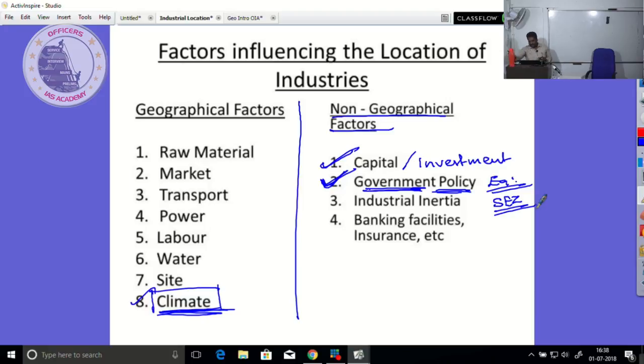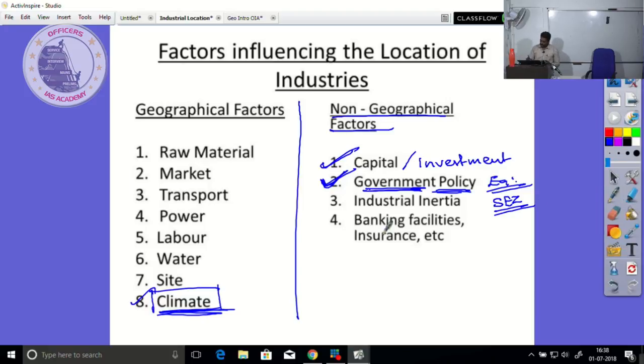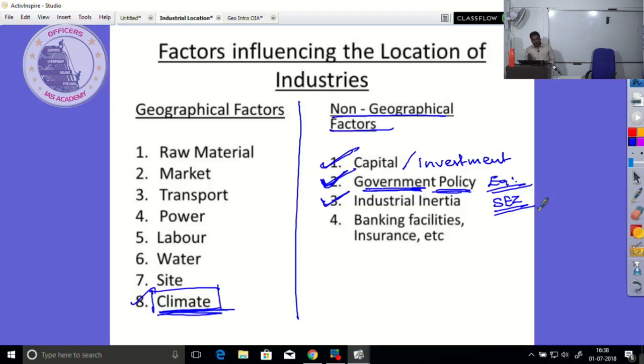The third factor, sir, is inertia, sometimes also called industrial inertia or geographical inertia. In a few places we find that one type of industry is concentrated, but nobody knows the reason. For example, Aligarh locks, the textile industries in Coimbatore, and even the textile industry in Mumbai.